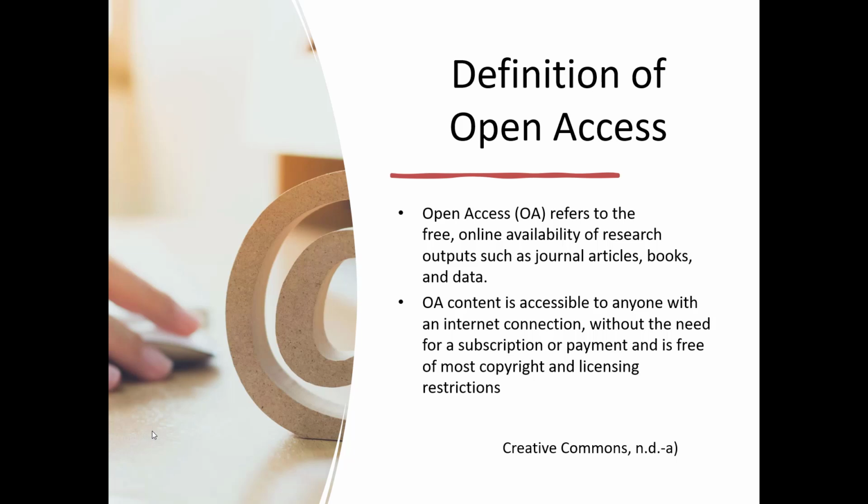So open access materials refer to free online availability of research outputs, including journal articles, books, and data. You'll often see open access articles labeled open access. Open access content is accessible to anyone with an internet connection, and there's no need for a subscription or payment. And open access content is free of most copyright and licensing restrictions.